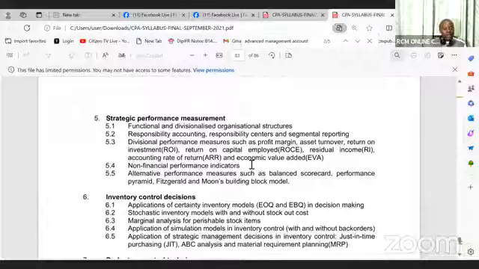5.4, we have non-financial performance indicators. And then 5.5, we have alternative performance measures, such as the balanced scorecard, performance pyramid. We have the Fitzgerald and Moon building blocks. Now, if I may start with this Fitzgerald and Moon building block, just an explanation. Remember what these gentlemen, two of them, said here, that's Fitzgerald and Moon.